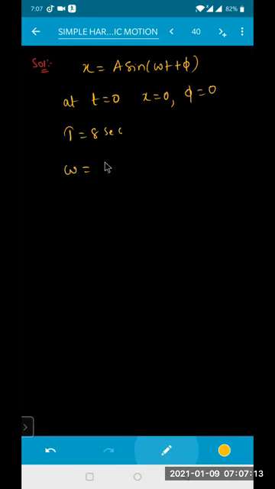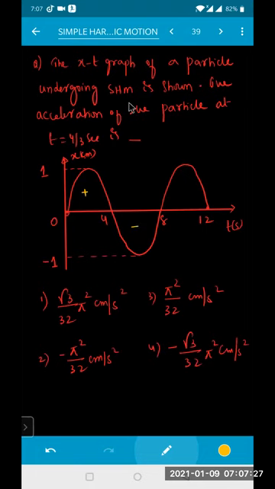So omega will be equal to how much? 2 pi by capital T, that is 2 pi by 8. So this will become pi by 4 radians per second. And the acceleration of the particle at t equals 4/3 will be equal to how much? So what will be the acceleration? Can you tell me?